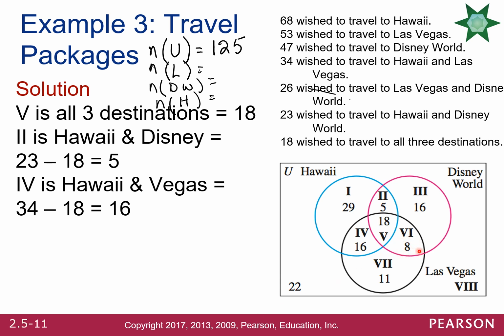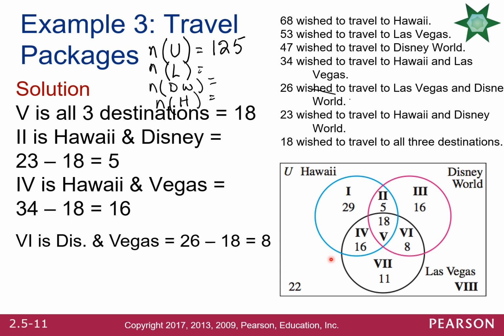All right. So 6 is the intersection between Disney World and Las Vegas. Right. So let's get that up. So 6 is Disney World and Las Vegas. So that's, let's see over here, 26 wish to travel to Las Vegas and Disney World. However, we have that common intersection where people wanting to go to Disney and Vegas could also want to go to Hawaii. So we have to subtract that intersection of all three from there. So 26 minus 18 is 8. That's how we came up with this value, 8.